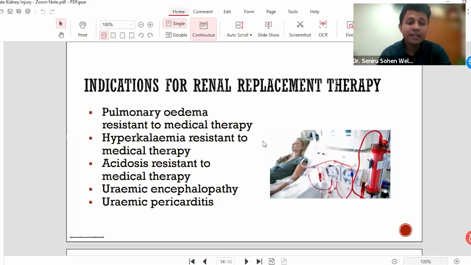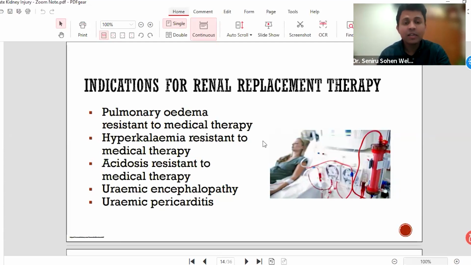And uremic pericarditis, you may not be able to definitely diagnose it, but if you hear a pericardial rub in your examination, or if the patient complains of chest pain with non-dynamic ECG changes, you have to suspect uremic pericarditis, and then there would be definite indications for renal replacement therapy. So if the patient does not have these indications at the moment, trying renal replacement therapy early or late does not impact the outcome of patients with acute kidney injury.